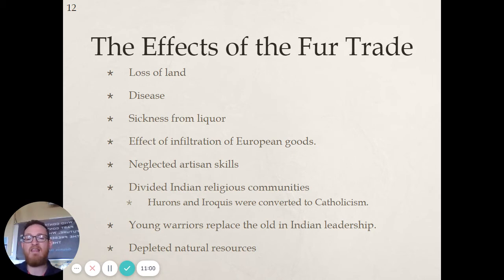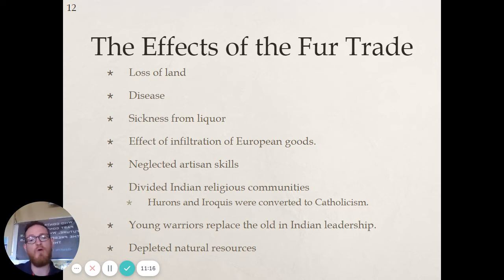Also, you're going to see the Indian religious community divided. Some of them converted to Catholicism and other forms of Christianity, and they put away some of those old forms of, you wouldn't necessarily call it religion, but to them it was a religion that they had.